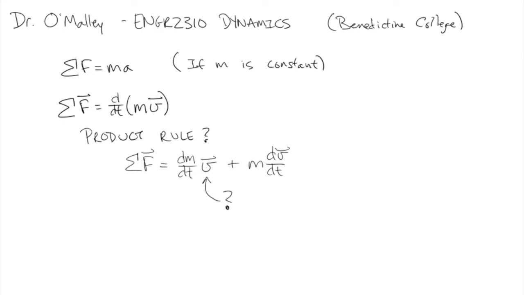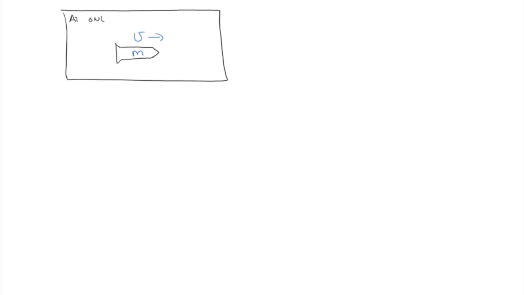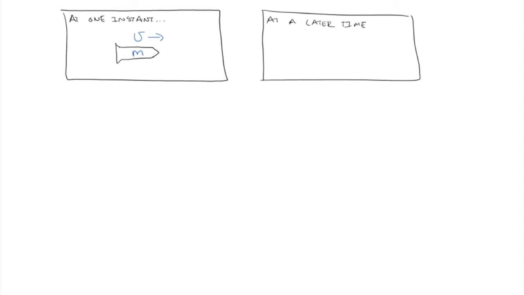So what's going on? To sort it out, let's take the example of a rocket in deep space where gravity and drag are both negligible, and we'll use the impulse momentum principle to analyze the situation. At one instant, the rocket has a mass m and is moving to the right with some velocity v. At a later instant, some mass has been exhausted out the back of the rocket. We'll call this dm. We'll treat the rocket as one particle and the exhaust gas as a second particle.